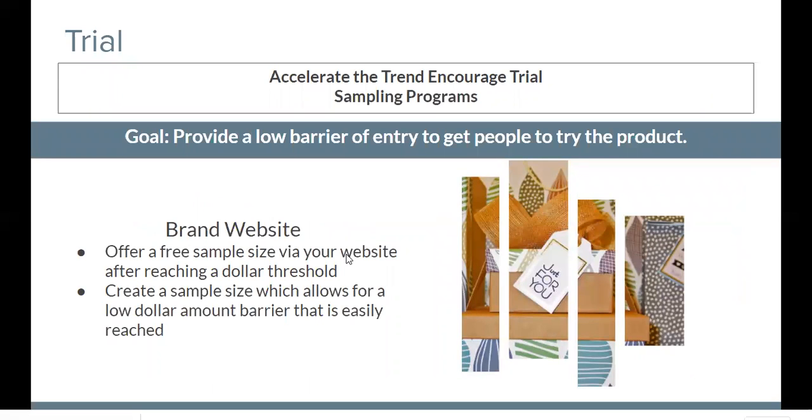On your brand site, offer a free sample size via your website after reaching a dollar threshold. So when a customer spends $100, include a free trial size product in the order, and create sample sizes which allow for a low dollar amount barrier. At Healthy Scoop, we offered a single serve size packet for $2. So if the customer wanted to try something, they didn't have to buy up to a giant $40 container without knowing if they even liked the taste or if it functioned for them.